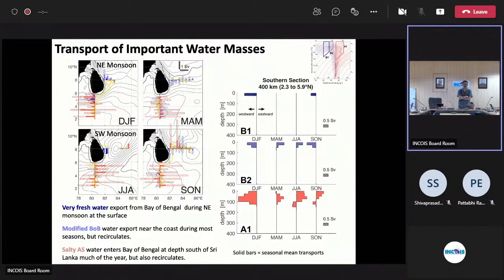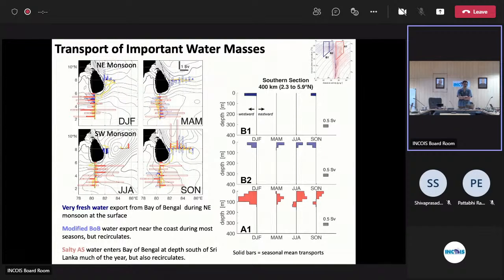If you stare at that, what you can see is, off the coast of Sri Lanka, the Bay of Bengal water mass classes are all going north. But if you swing down to the southern section, buried beneath the red bars, you can see blue bars close to the coast of Sri Lanka. That's the Bay of Bengal water moving into the Arabian Sea, right off the coast of Sri Lanka, concentrated fairly close to the coast. And then you see the red bars, which are Arabian Sea water moving back into the Arabian Sea.